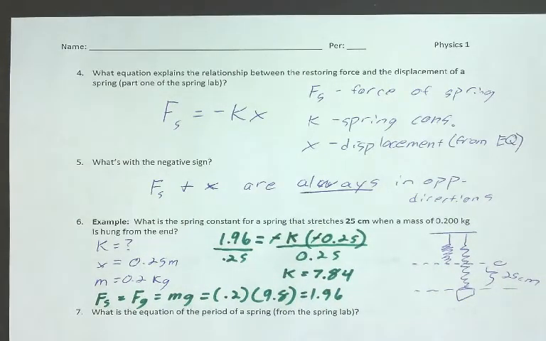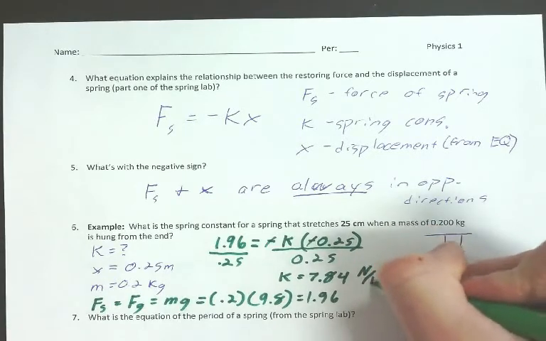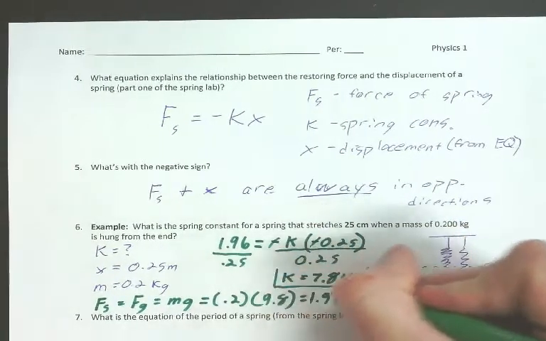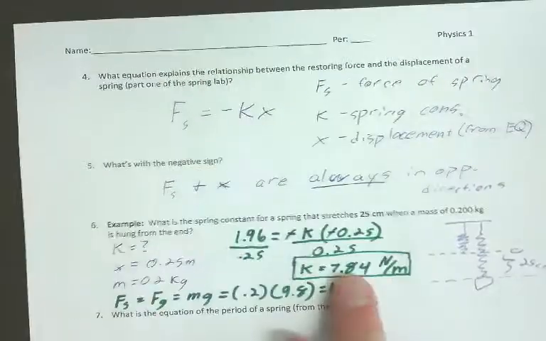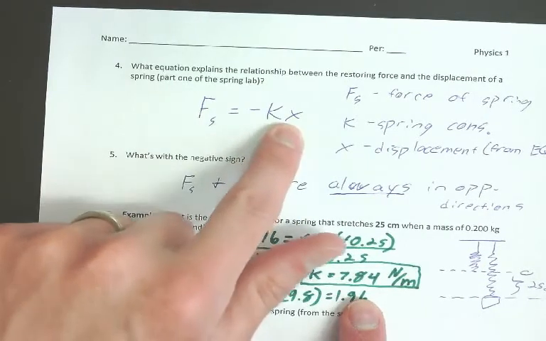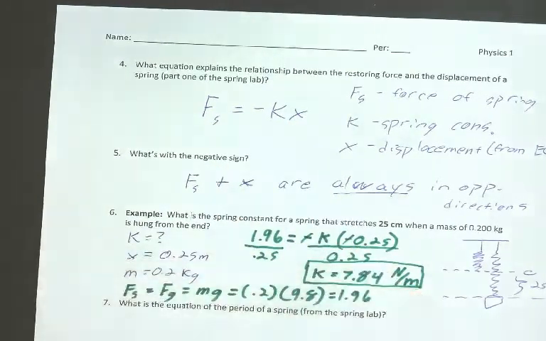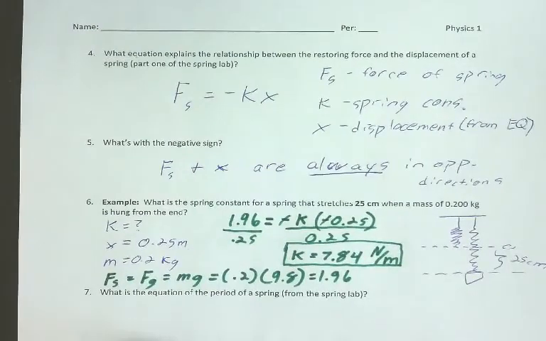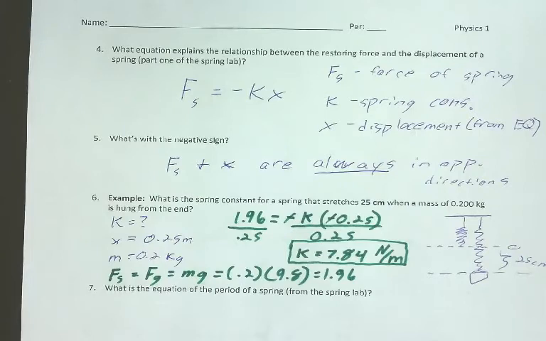And there is a unit for K. It's newtons per meter. It's actually very easy to figure out. You don't really need to memorize it. What does the unit need to be for force? Newtons. What is the value for X? Meters. So it's just newtons divided by meters. That's where it comes from. All right. Any questions there?